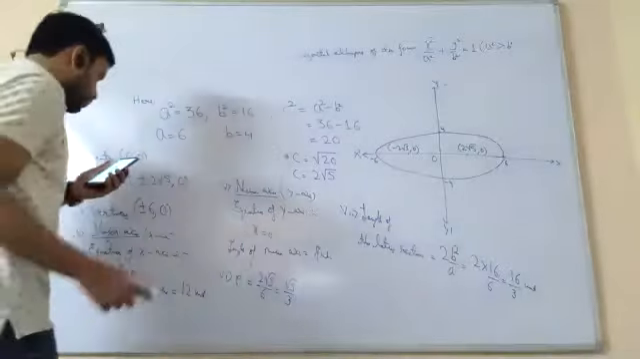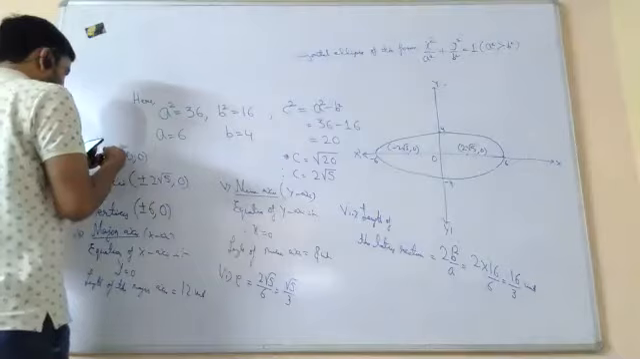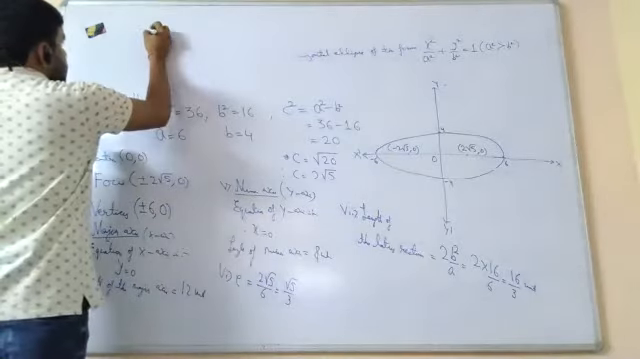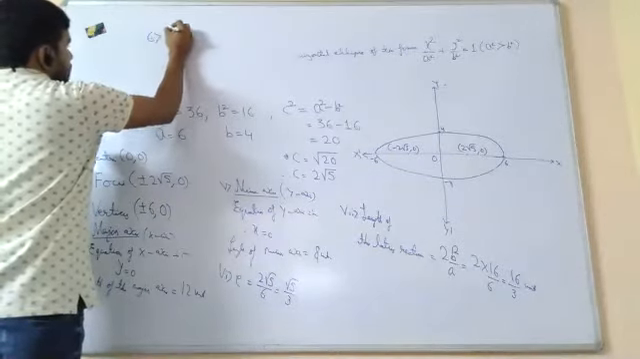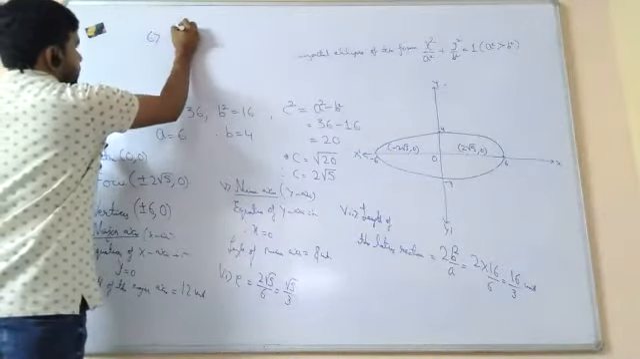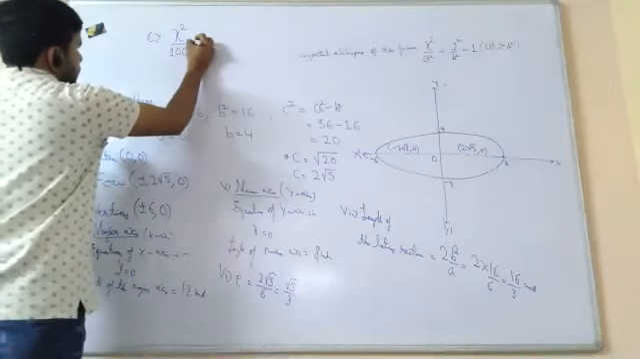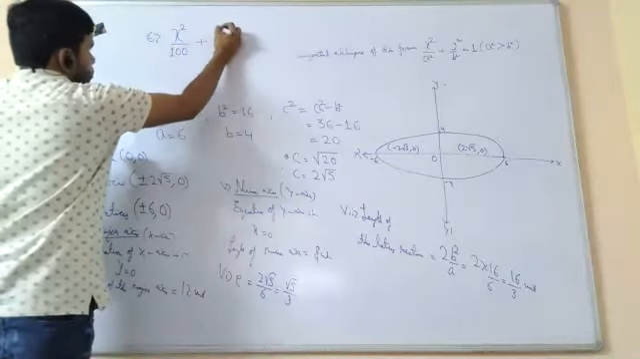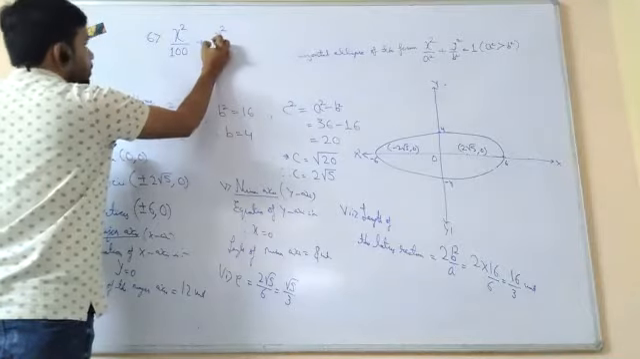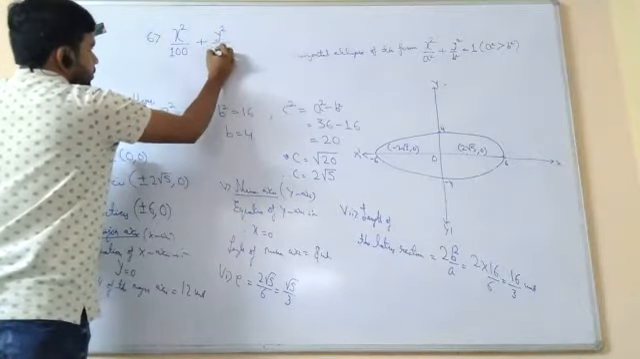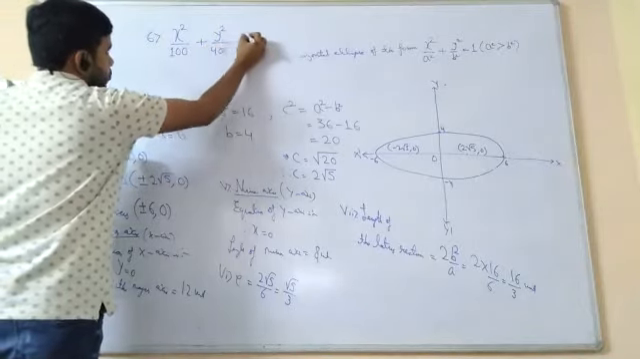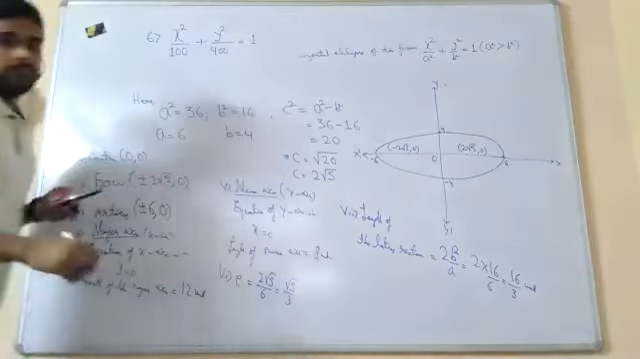Try the next question, everyone. The question I am giving you is number 6. It is x square divided by 100 plus y square divided by 400 equals to 1. Okay.